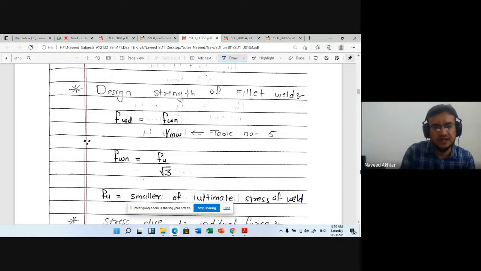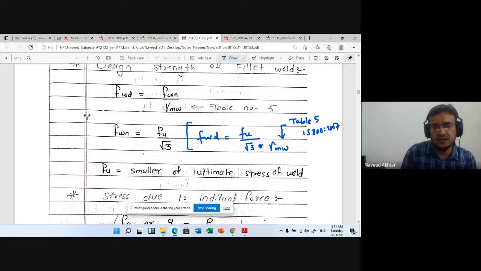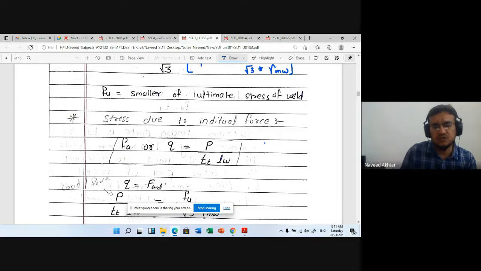FWD is nothing but FU upon root 3 into gamma MW. Gamma MW is a partial safety factor for material and that is taken from table number 5 of IS 800:2007, given on page number 30. Okay, so this is the design strength of fillet weld you can see.